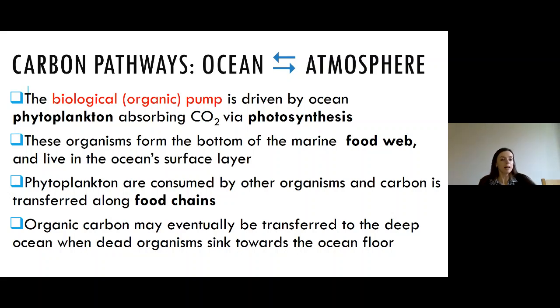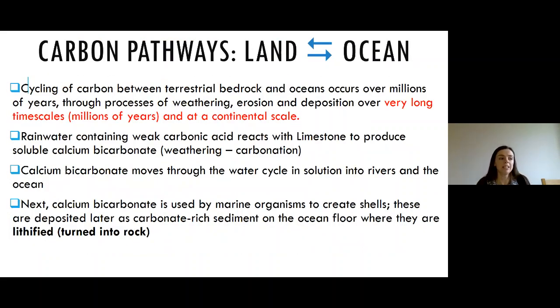Okay, now we're going to look at the carbon cycling between the land and the ocean. This is sometimes known as the slow carbon cycle, which I previously mentioned. Cycling of carbon between the terrestrial, bedrock and oceans occurs over millions of years through processes of weathering, erosion and deposition over very long timescales, millions of years, and at a continental scale. Remember what I said earlier about scales and how it's important and it hits the AO2, so please remember that.